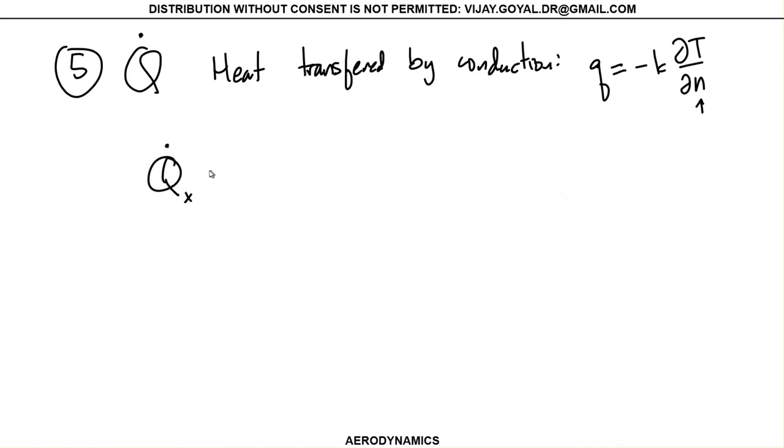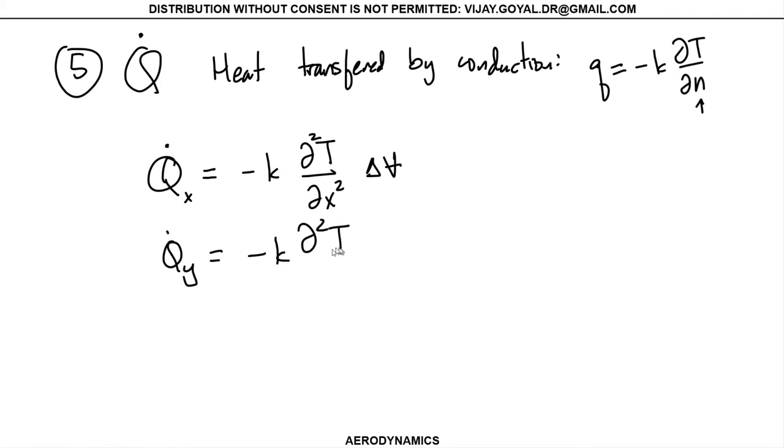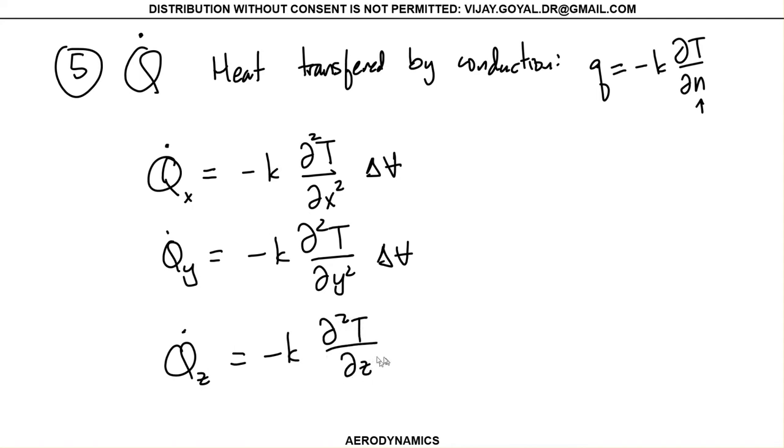So the heat conduction in the x direction will be minus k partial of T squared delta volume. delta qy will be minus k partial of temperature in y squared delta volume, and delta qz is minus k partial of T in z squared delta volume. T is temperature.